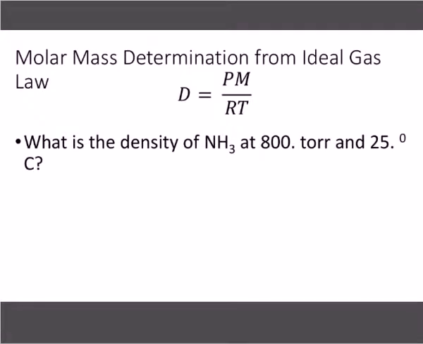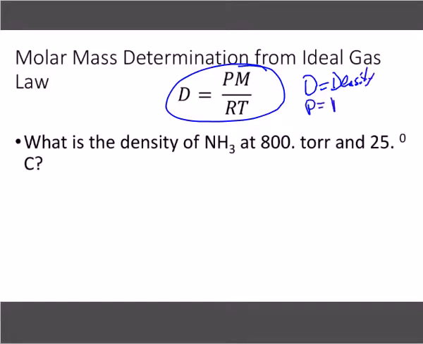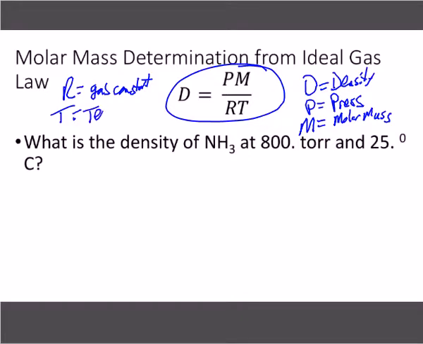All right? If we're not at STP, though, we use this formula. D equals PM over RT. What does D stand for? Density. P is pressure. Capital M is going to be what? Molar mass. R we know is our gas constant. And T is going to be in what? Kelvin. So we can use all those pieces, guys, and then it's just algebra from there, solving for your unknown.